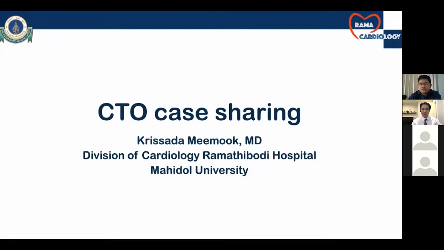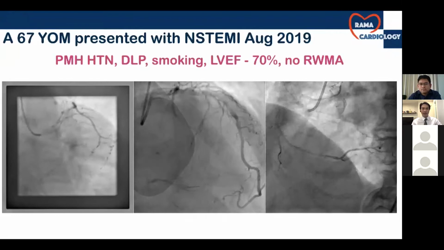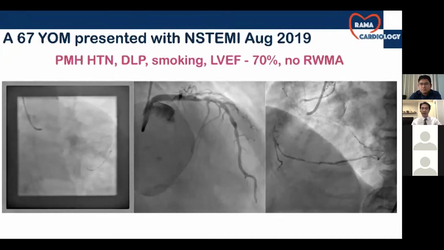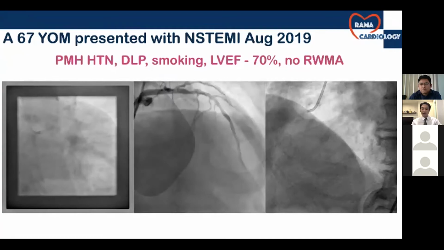This is a 77-year-old male. He presented with non-STEMI last year, and his past medical history included hypertension, dyslipidemia, and smoking. His LV function is good, 70%, with no regional wall motion abnormality.